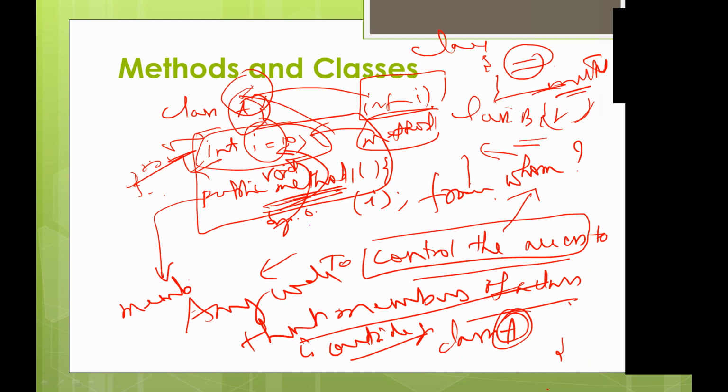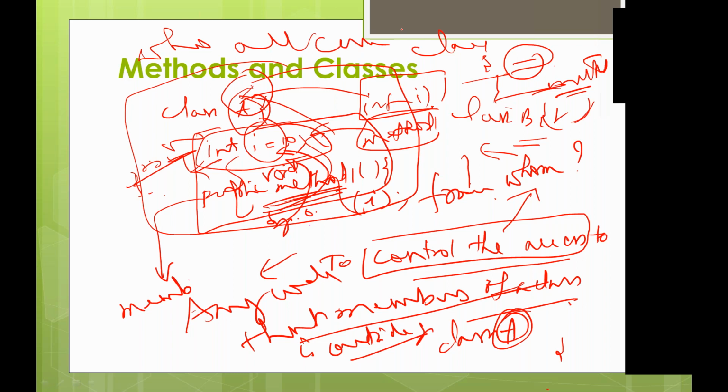So any code outside of this particular class, that is, any other class: who all can access the members of any particular class for that matter? So that is the question. Who all can access the members of a class? That is what we are trying to control.